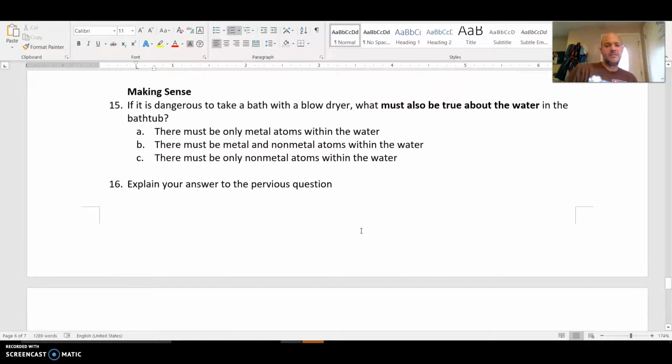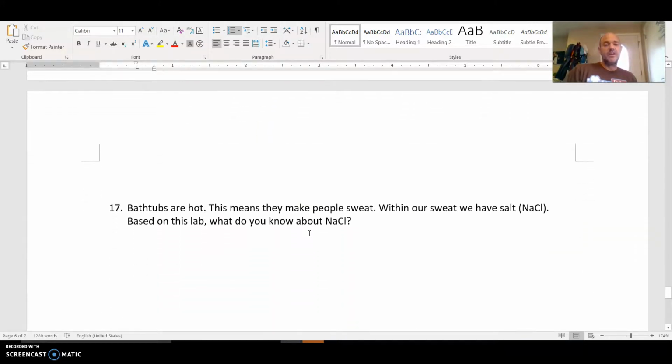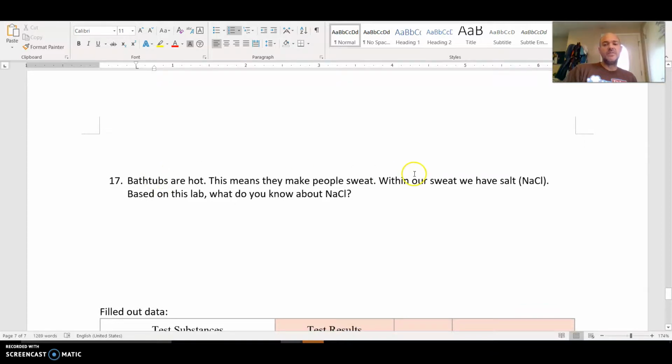Finally, it's dangerous to take a bath with a blow dryer, which hopefully you all have heard before. Don't be using a blow dryer when you're in the bath. What must also be true about the water in the bathtub? Think about that and explain your answer. And then think about this question. Bathtubs are hot, we sweat, in our sweat we have salt. Based on that, what do you know about salt, NaCl?